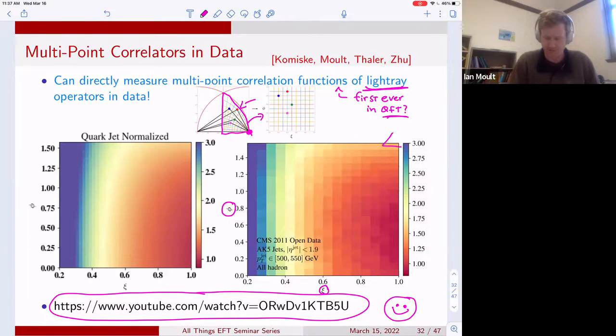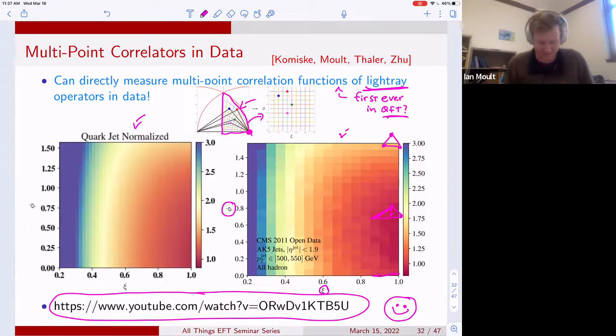So for example, up in this corner is an equilateral triangle. And as I move down to here, I'm collapsing the middle of the triangle down. And so down here, it's a fully flattened triangle. And so this is, on the left, a theory calculation, and then here an actual measurement of the structure of this correlation function.